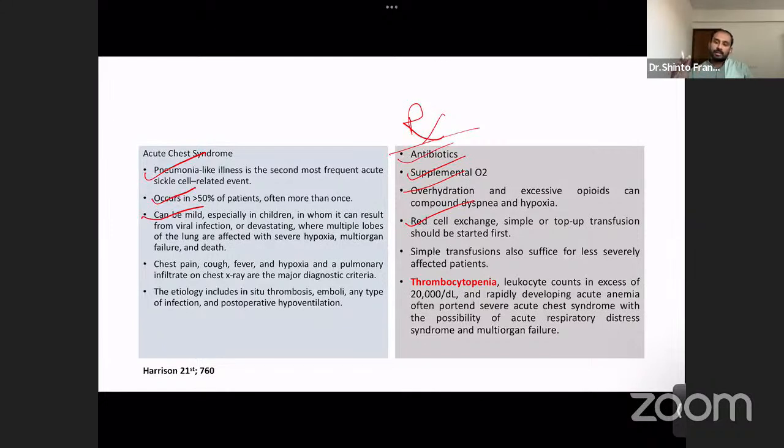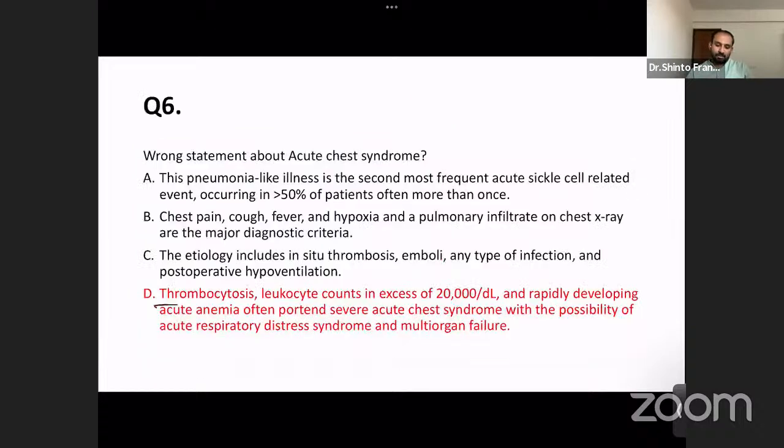Or if there is adequate hemoglobin, 10 or above, then you don't transfuse because it increases the viscosity. So what you do is exchange, remove blood and replace it with normal blood so that the dilution happens. Okay, and thrombocytopenia, leukocytosis, and anemia. The question had thrombocytosis, so it can easily mislead you. So this is the wrong answer.